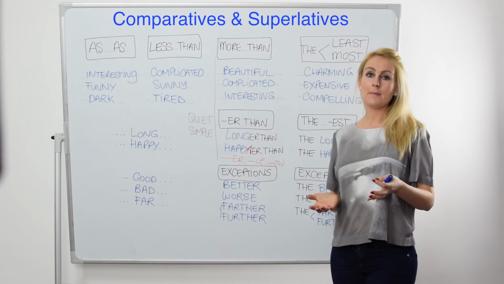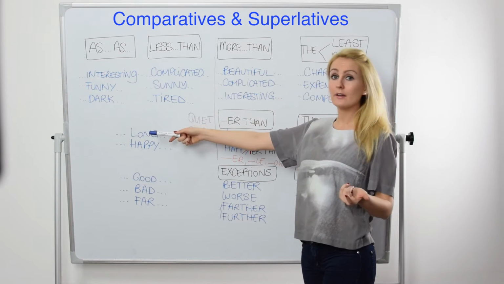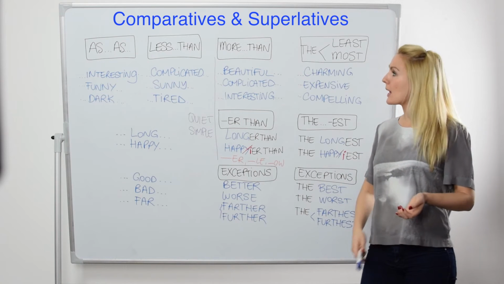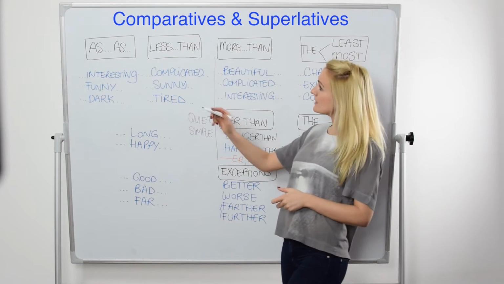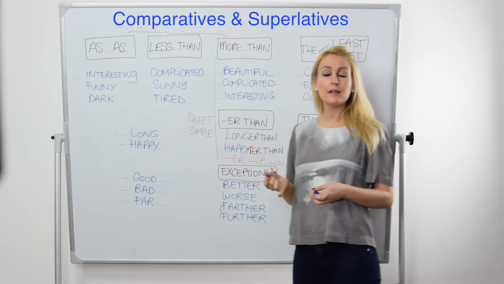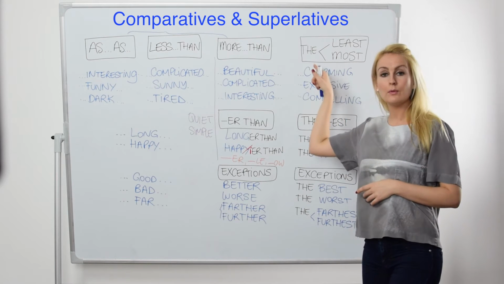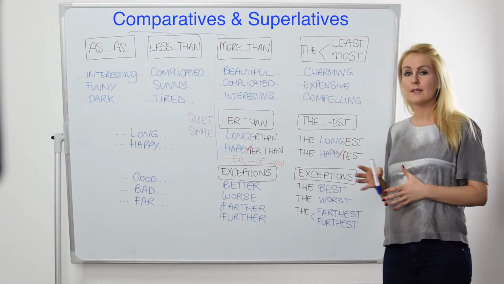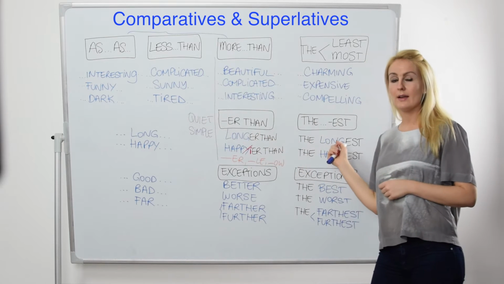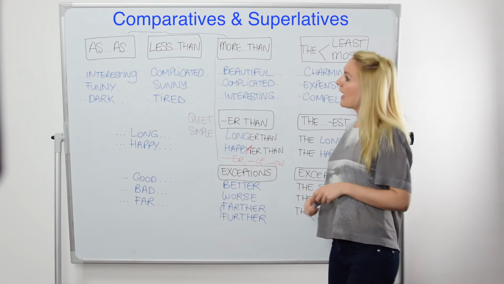Now adjectives come in a simple form such as interesting, funny, dark, tired and so on, but also in other forms called comparatives. These three here belong to the comparatives, so there are three forms of comparatives, and these are the two forms that you will find for the superlatives. So this video is about the comparatives and superlatives. Now let's look at this in detail.